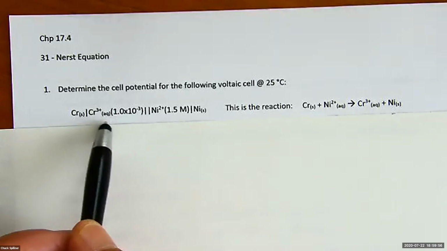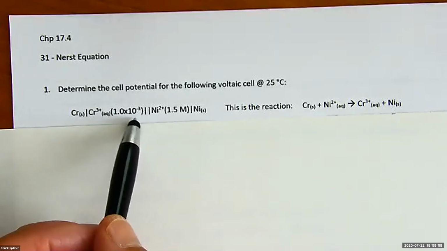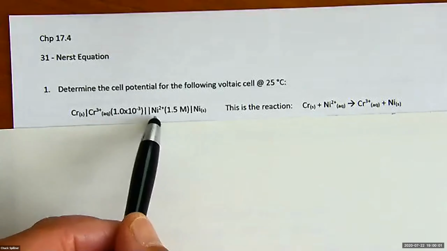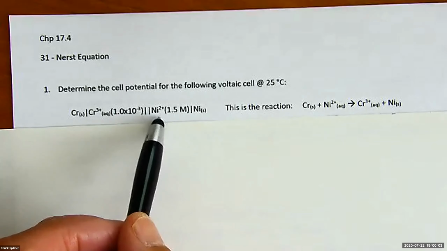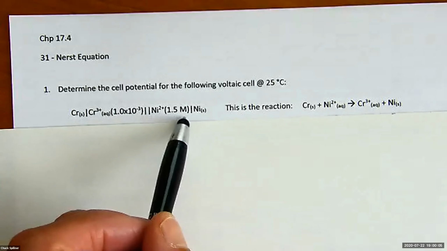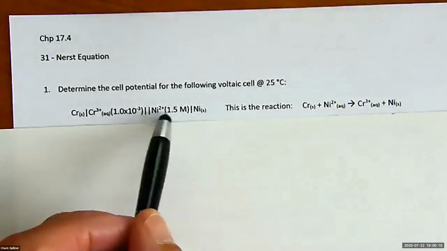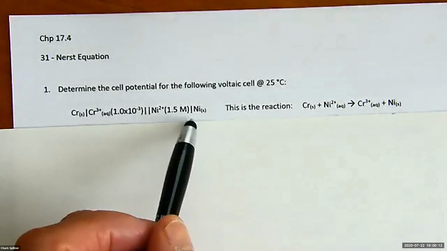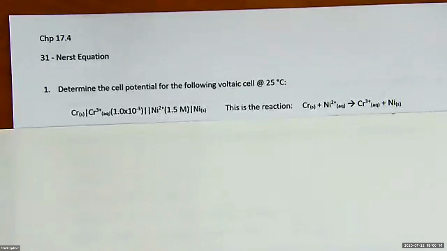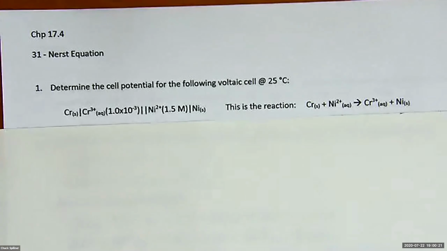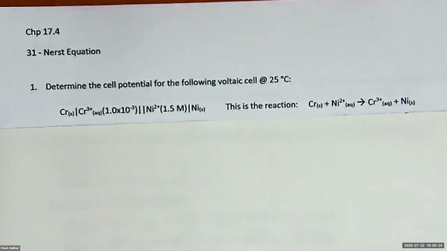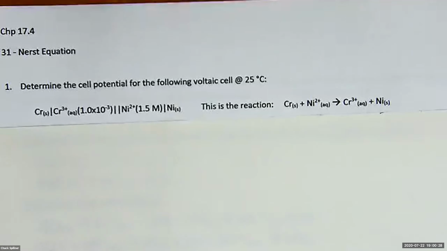And the concentration of the chromium ion is 1 times 10 to the minus 3. And then on the cathode side, we have nickel being reduced, and this concentration is 1.5 molar, clearly not 1 molar. And the nickel 2+ is going to nickel. I'll enlarge this a little bit. There we go. So the reaction is shown here on the right side.